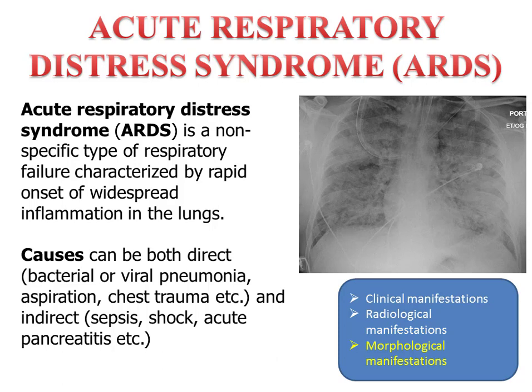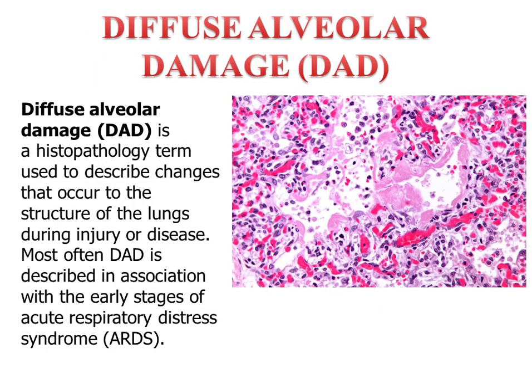Generally, acute respiratory distress syndrome has very specific clinical manifestations, mainly related to respiratory failure. Also radiological manifestations, which can be seen on X-ray images or computer tomography or MRI, as well as morphological manifestations, and about those morphological manifestations we are going to talk. If we are talking about morphological manifestations, the most common histopathological change which can be seen in acute respiratory distress syndrome is diffuse alveolar damage, or DAD. It is a histopathology term used to describe changes that occur to the structure of the lungs during injury or disease. And most often, DAD is described in association with early stages of acute respiratory distress syndrome.